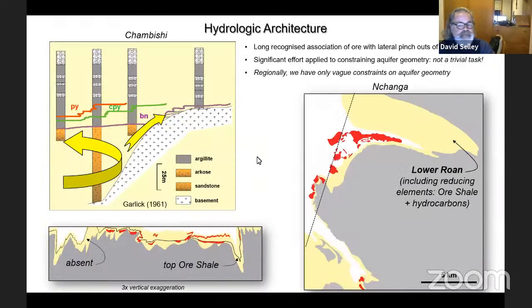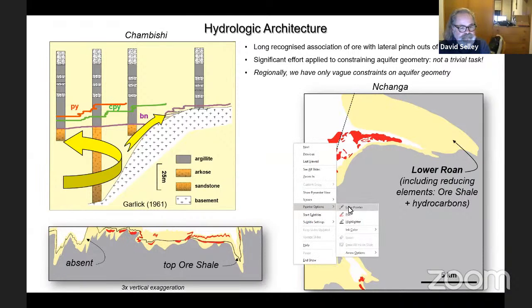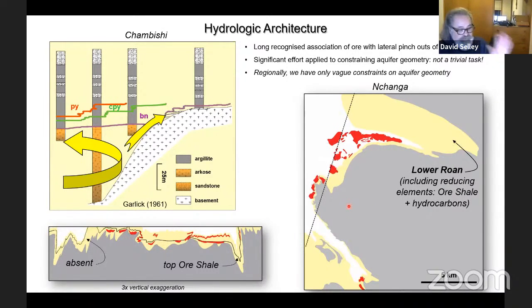So what are some of the deposit-scale constraints that we have? Just excuse me for a minute while I turn on my laser pointer. It's been recognised from a very early stage that we have a relatively simple hydrologic and redox architecture that's applicable to many of the Copperbelt deposits, and indeed many systems worldwide. So in this cartoon up on the top left, we're looking at a figure from Garlick as far back as 1961, which describes the configuration of the Chambishi deposit.